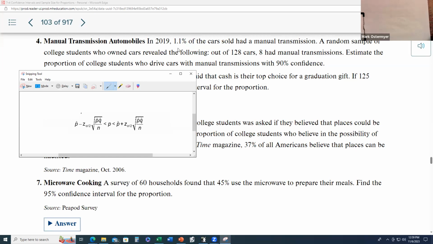In 2019, 1.1% of the cars sold had a manual transmission. A random sample of college students who own cars revealed the following. Out of 128 cars, 8 had manual transmissions. Estimate the proportion of all college students who drive cars with a manual transmission, with 90% confidence. So they want you to build a 90% confidence interval for the proportion of all college students who drive cars with manual transmissions. Build a confidence interval manually and also using your one prop z int function on the calculator. That'll be classwork number 2.